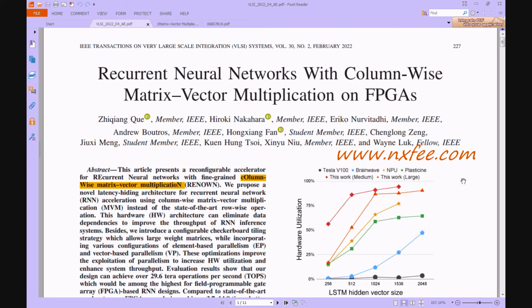Besides, we introduce a reconfigurable checkerboard tiling strategy which allows large weight matrices, while incorporating various configurations of element-based parallelism and vector-based parallelism. The proposed work of this paper designs the row-wise matrix vector multiplications and column-wise matrix vector multiplications using the LSTM vector method. The row-wise matrix vector multiplications are implemented with a row bypass multiplier and the column-wise matrix vector multiplications are implemented with a column bypass multiplier.